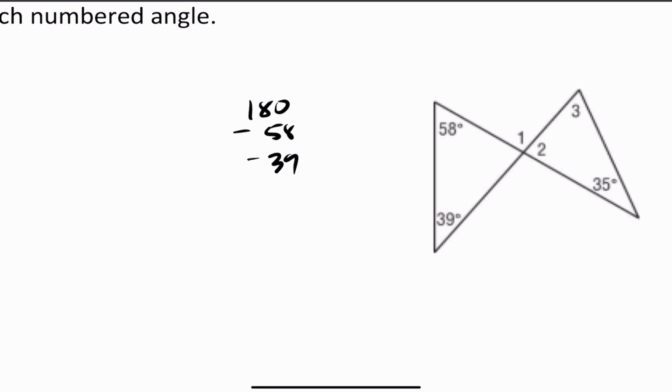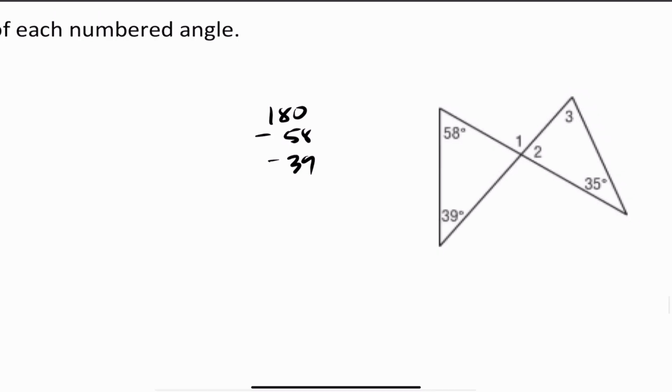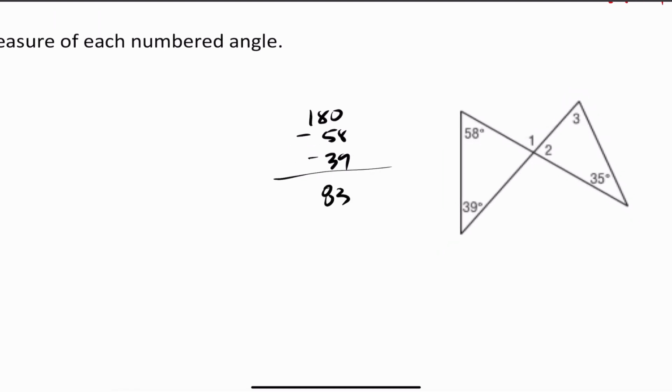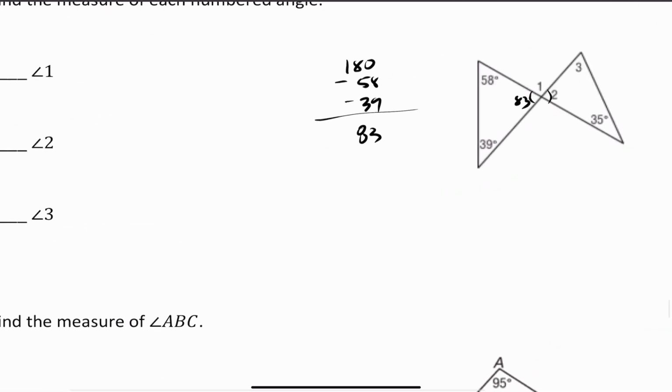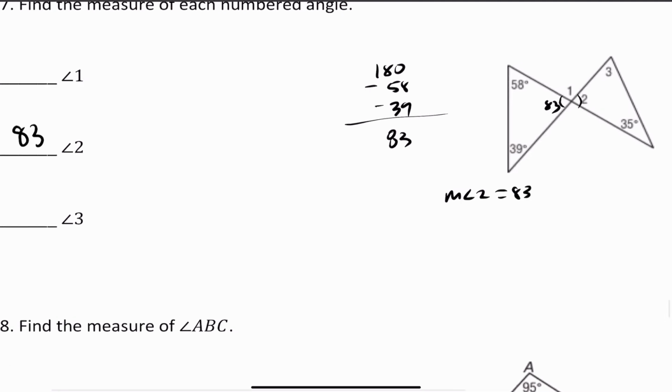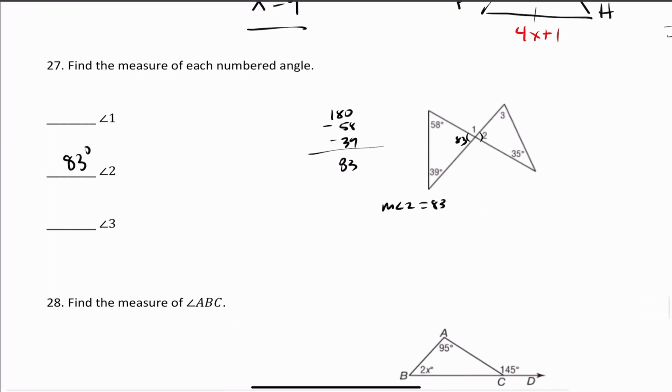Oops, I put that in my calculator wrong. Let me go ahead and redo that. 180 minus 58 minus 39. That's 83. Okay, so this here is 83. And I noticed that we got vertical angles involved, so this angle and this angle are congruent. So that means that the measure of angle 2 is 83 degrees. So this is 83 degrees.